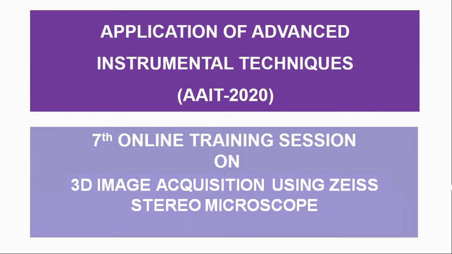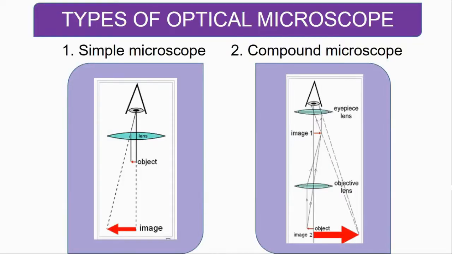Now let's begin our online training session under AAIT 2020. Types of optical microscope. There are two basic types of optical microscopes, simple microscope and compound microscope. Simple microscope is usually used for magnifying objects. It has a single lens. Compound microscope has two sets of lenses and we get a larger inverted virtual image.